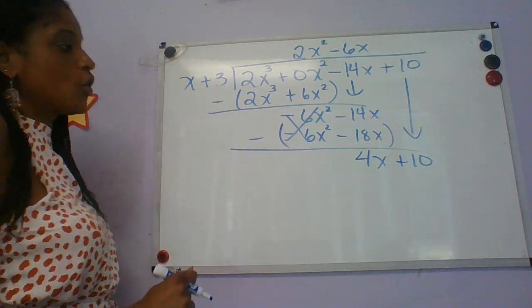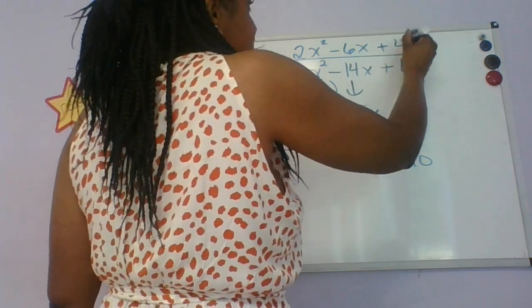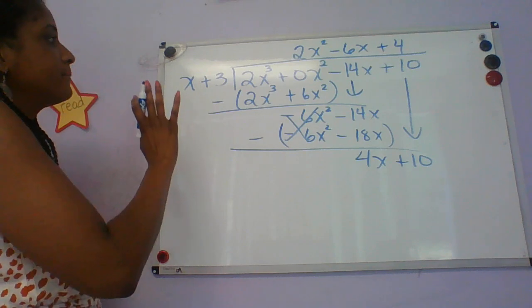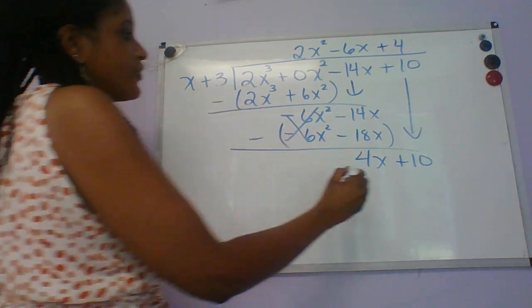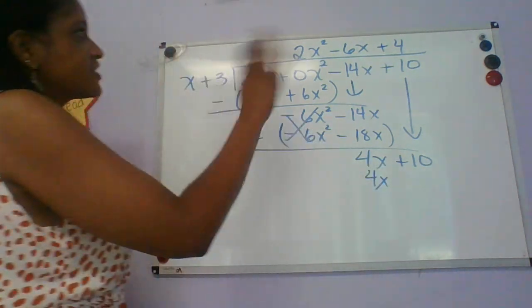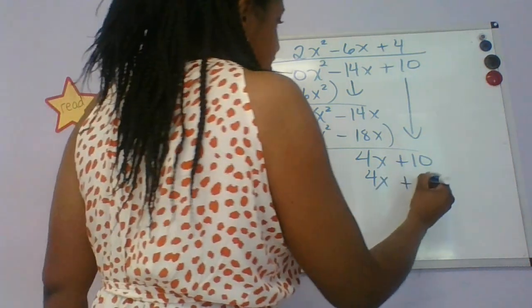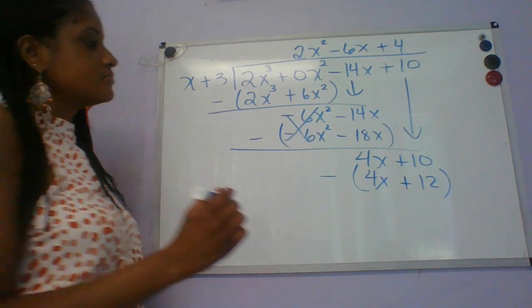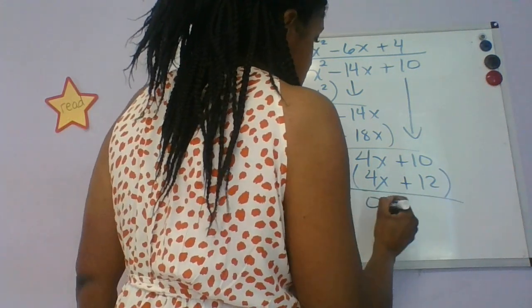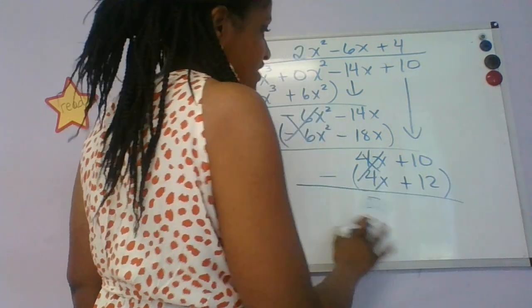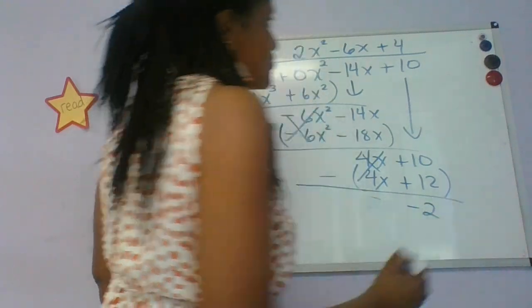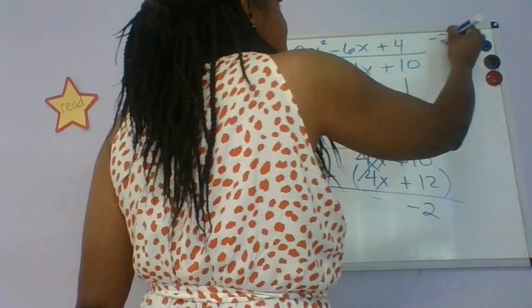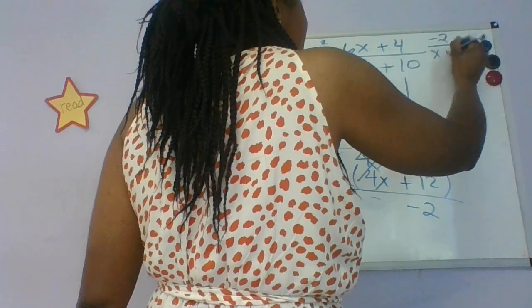X divides 4x 4 times. X times 4 is 4x. 3 times 4 is 12. Let's subtract. Oh, that cancels. We usually just show that it cancels. 10 minus 12 is negative 2. And this is how we can write our final answer.